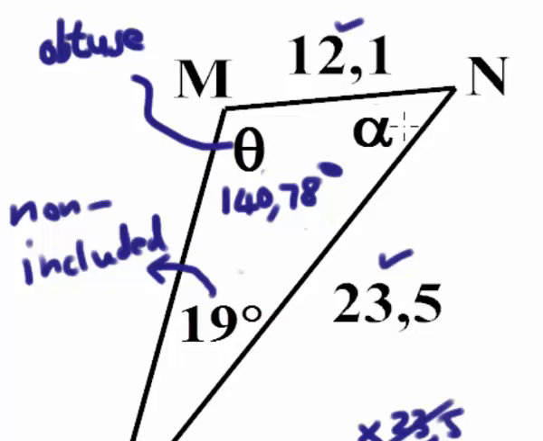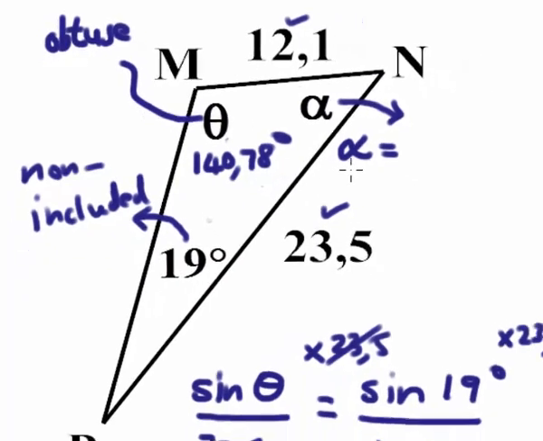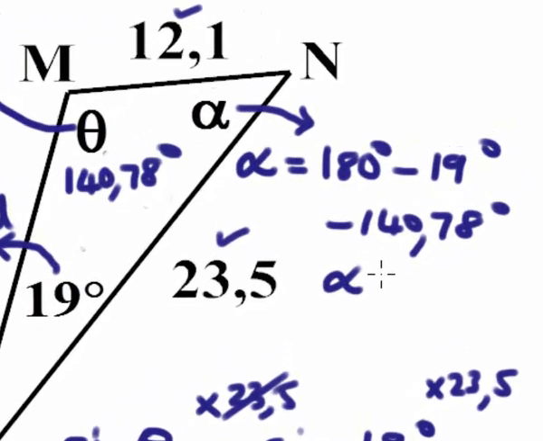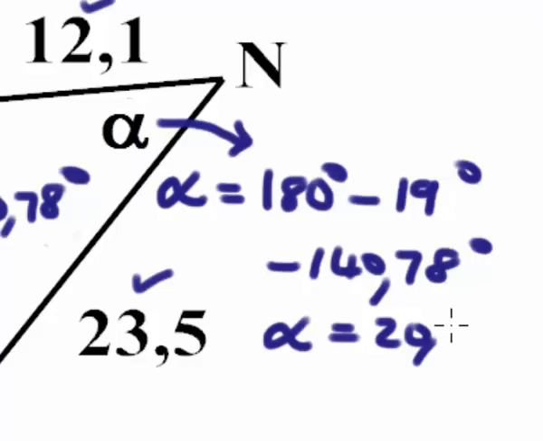Now, how would we get that angle there, alpha? Well, very simply put, this is a triangle, you've got two angles, so you simply say 180 degrees minus the 19 minus the 140,78. Work that out, and alpha comes to 20,22 degrees. There we go. So that's alpha and theta there.